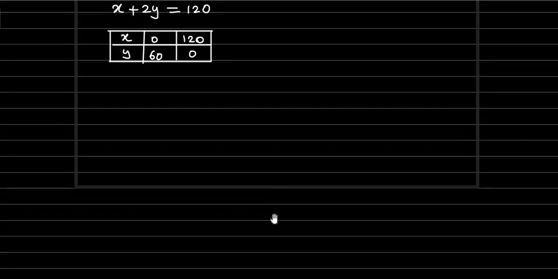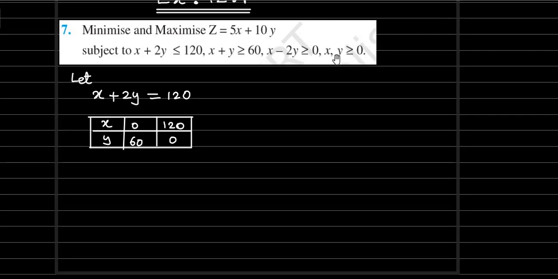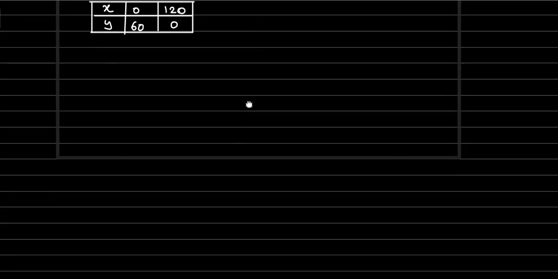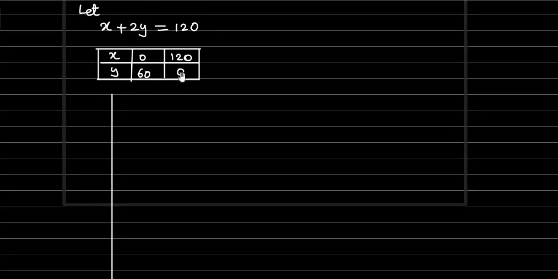We know that in all linear programming problems, by default the last two conditions will be there, that is x, y greater than or equal to 0. What does this mean? We will only have a common solution in the first quadrant, so I'm going to give more space for the first quadrant. The points we got are 0, 60 and 120, so I would like to take one unit as 10: 10, 20, 30.